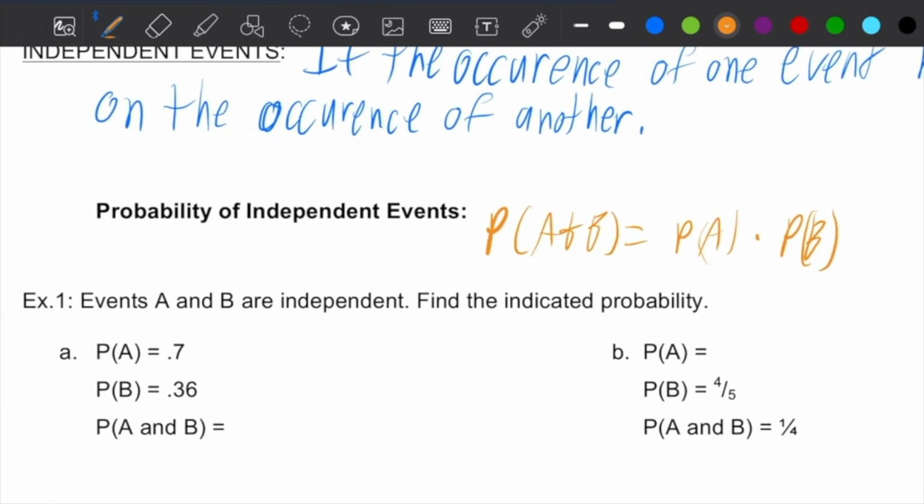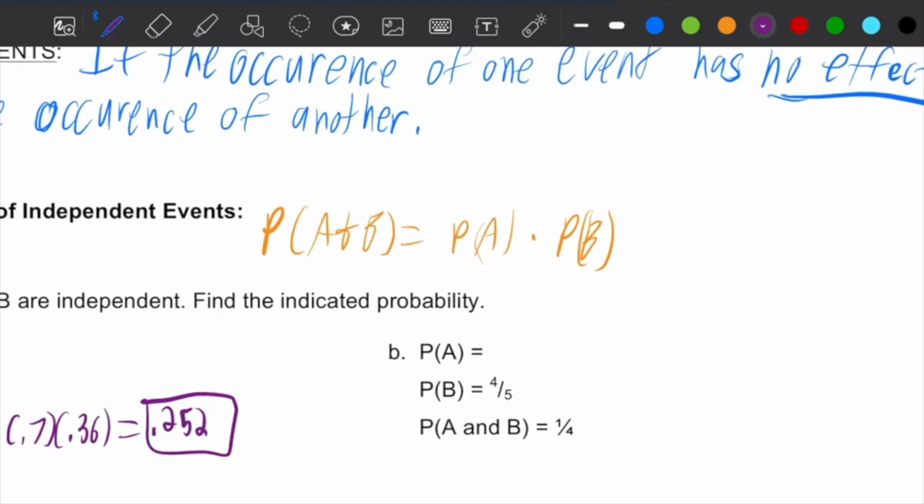So on example 1 here, if you're given that events A and B are independent, find the probability of A and B occurring on 1A. We're told the probability of the first event is 0.7, the probability of the second event is 0.36. All you do is multiply them together, 0.7 times 0.36, and you get 0.252, aka 25.2%.